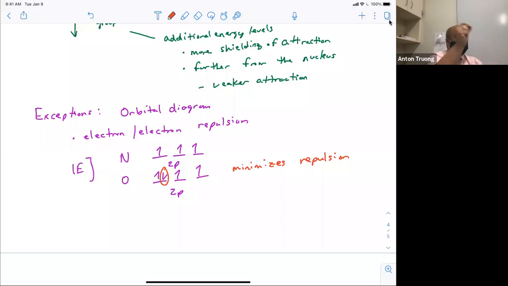Whenever you add a second electron to an orbital, it creates an imbalance, and that imbalance is only counteracted when you fill up the entire orbital. So anytime you have a partially filled sublevel, unless it's half filled, it's very unstable. If you need to state and explain exceptions, always use orbital diagrams. That will usually tell you what the issue is.